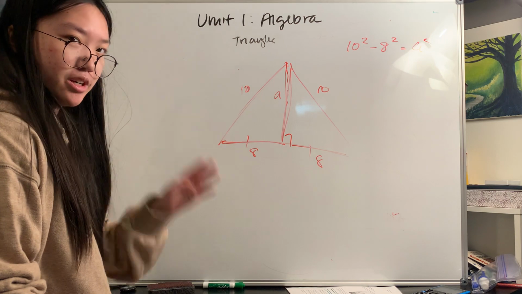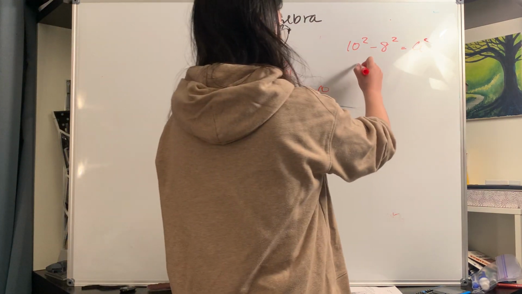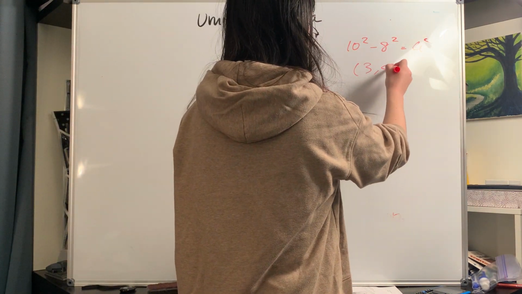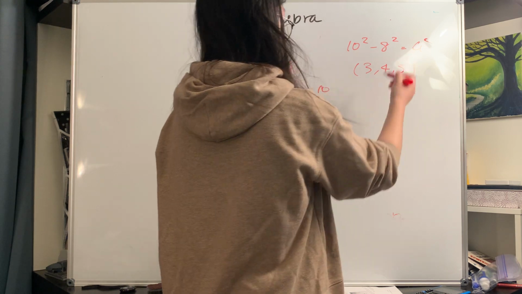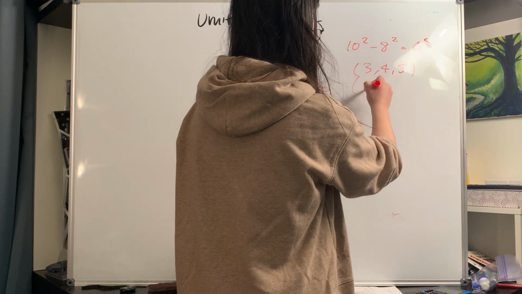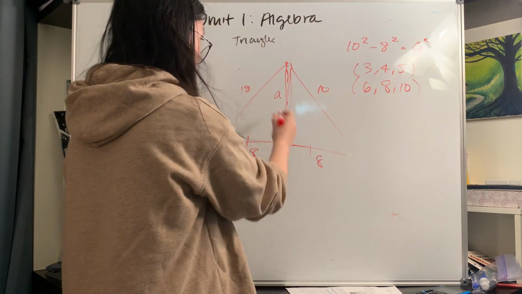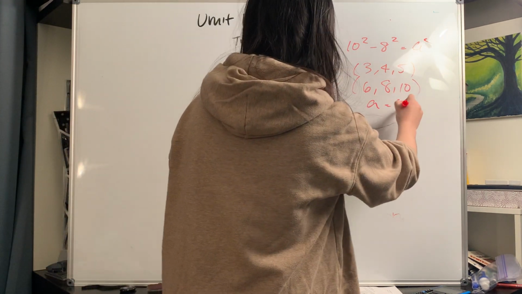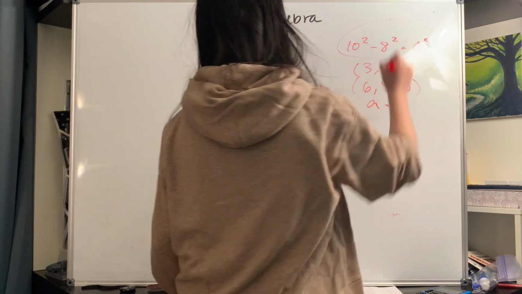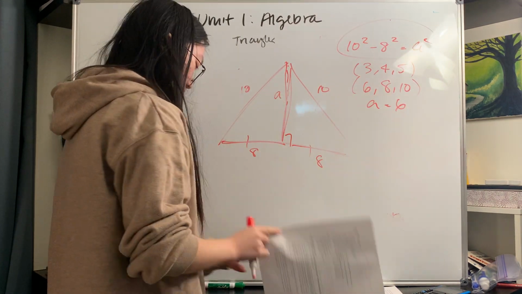But if you remember your Pythagorean triples, you'll recall that 3, 4, 5 is a Pythagorean triple. Multiply both of these numbers by 2 and you'll arrive at 6, 8, 10, which are the numbers that we need here. So A is actually equal to 6. We can do that without calculating this. Alright, that's problem 7.